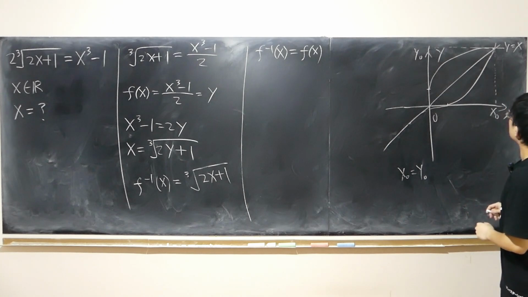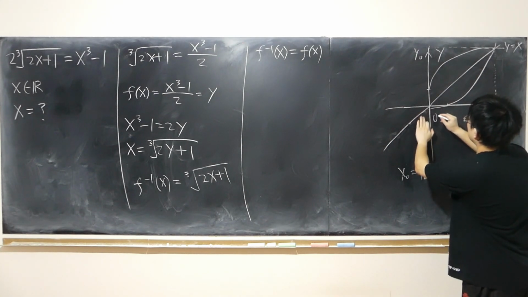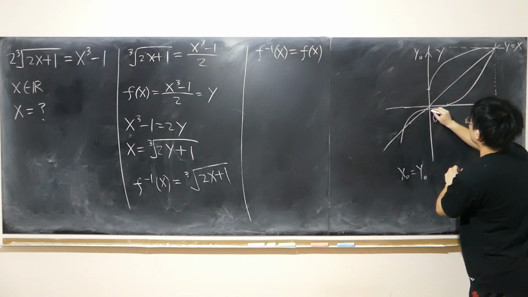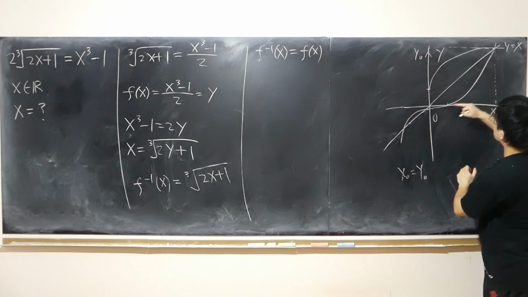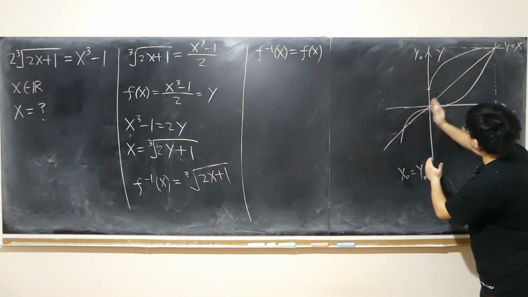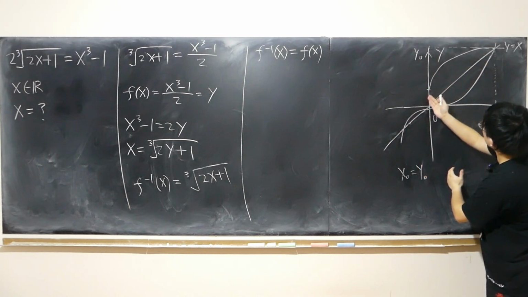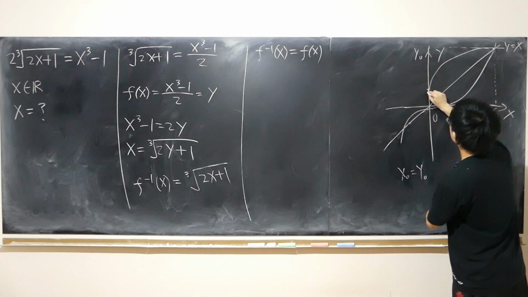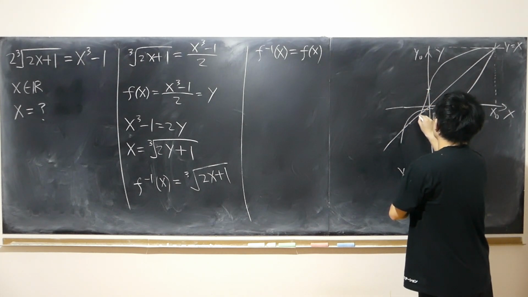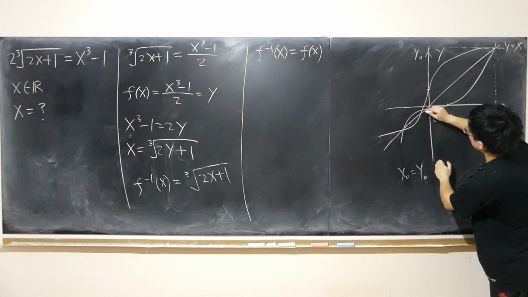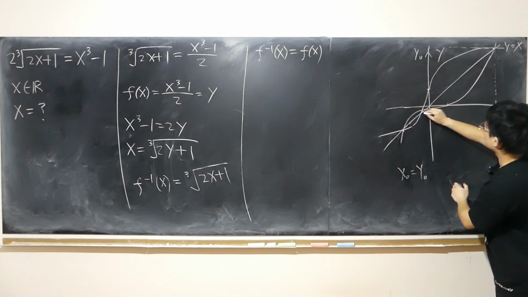Right? And not only that, down here the graph will look something like that. That's the graph of the original function, and the inverse graph is like this. Yes, so they meet here. They also meet here.